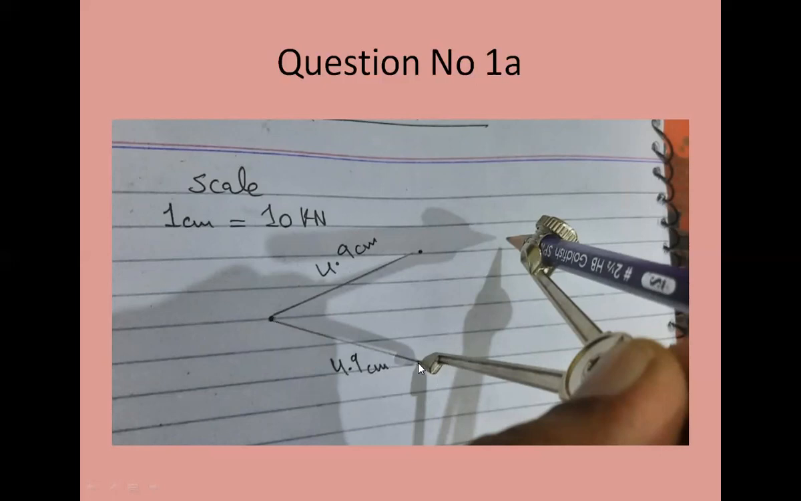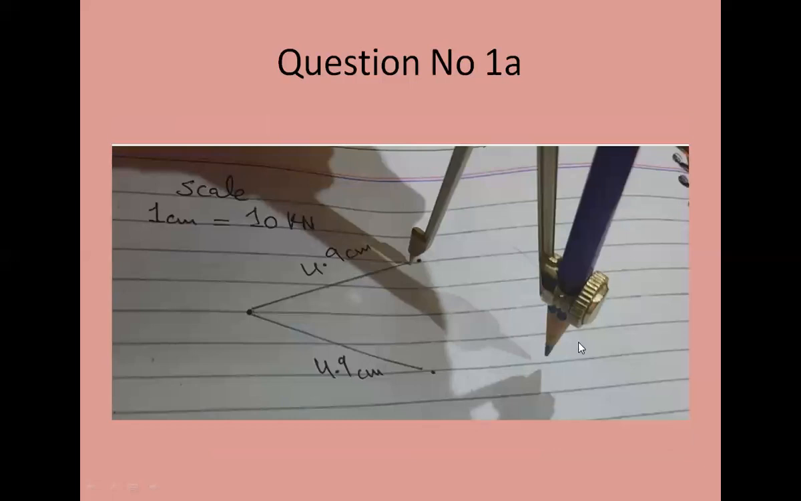I will put the compass needle here. I will take this point as center, and I will draw an arc here. Here you can see that arc is already drawn. Then I put the compass needle on this point, and I will draw a 4.9 centimeter arc here.